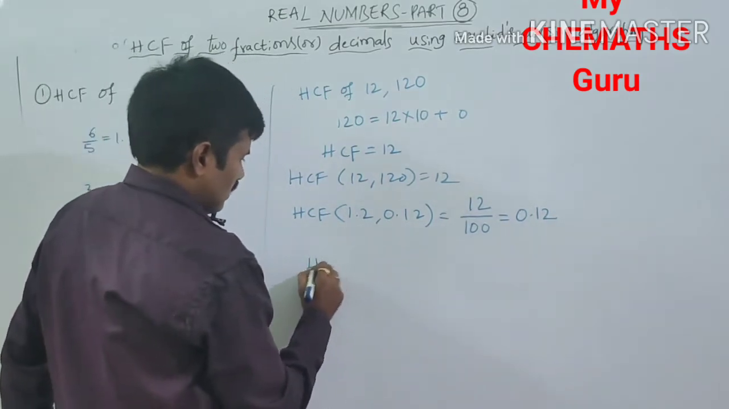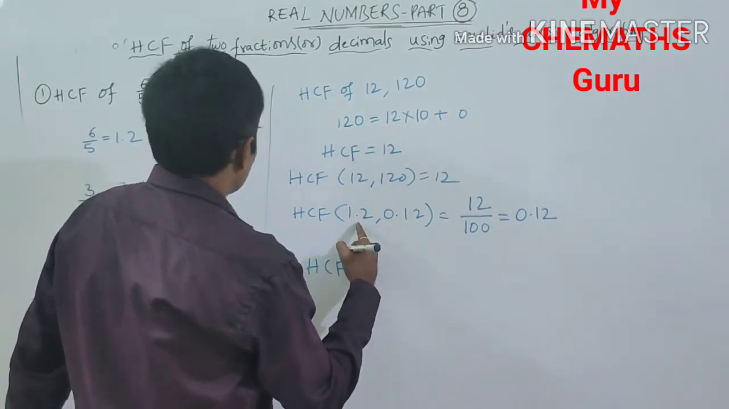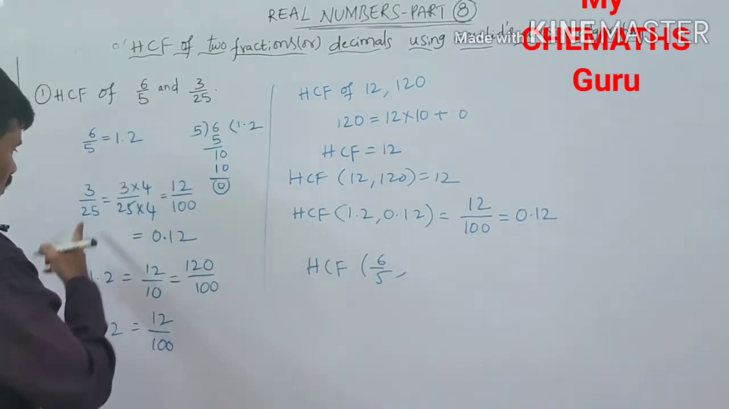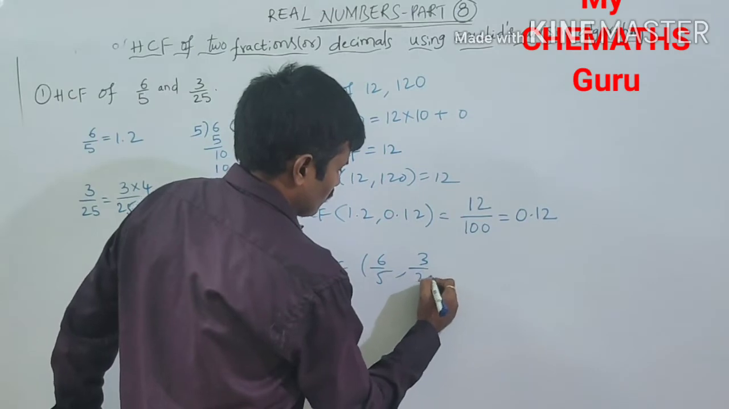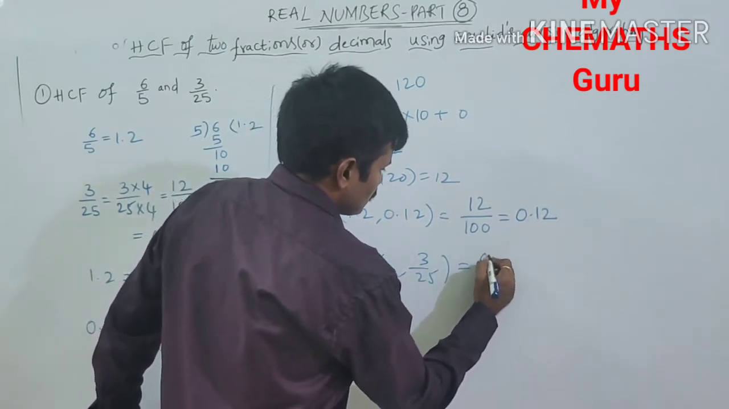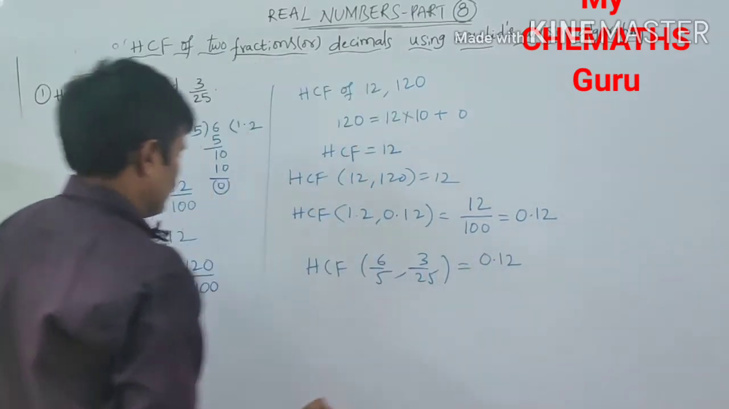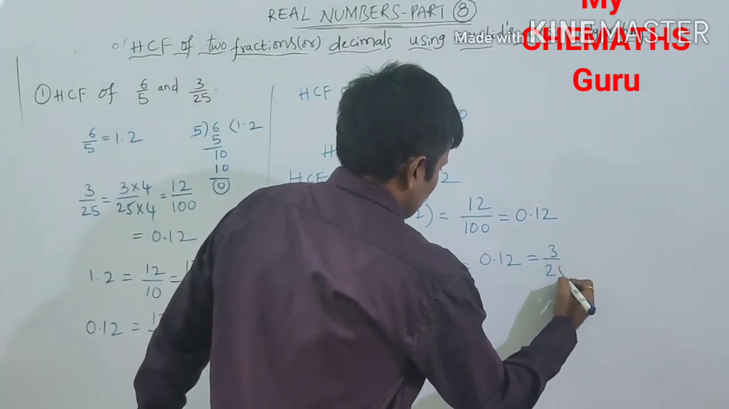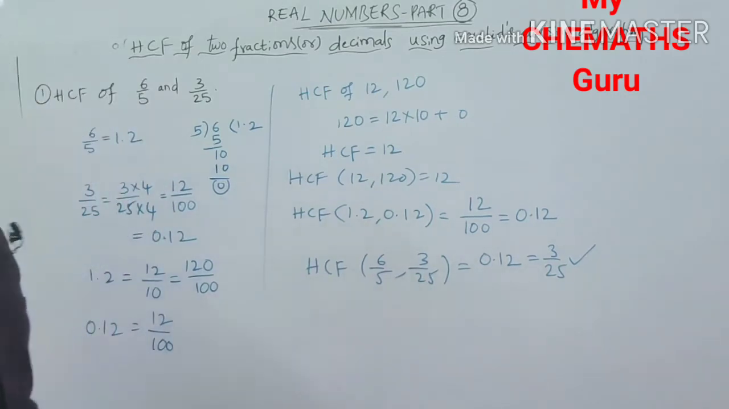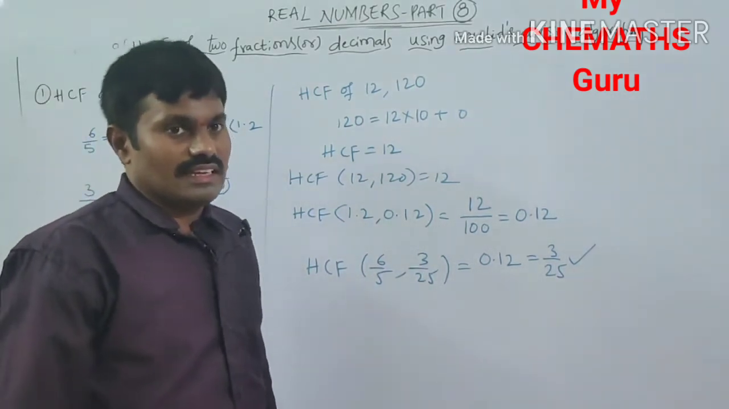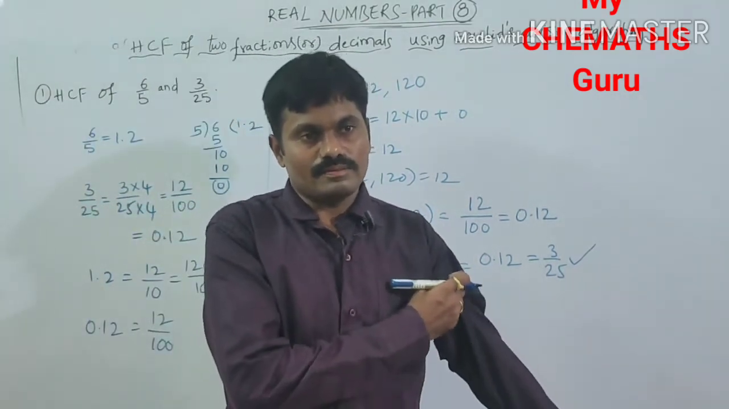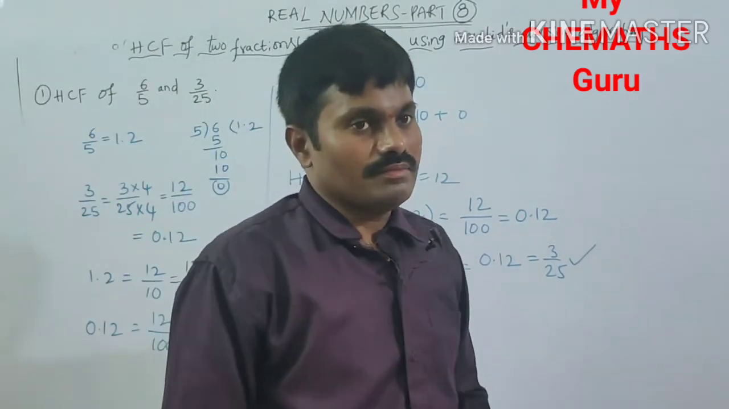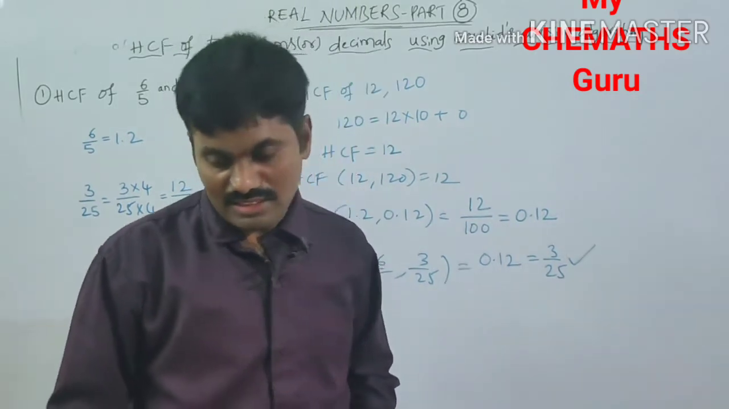Therefore the HCF, where 1.2 is nothing but 6 by 5 and 0.12 is nothing but 3 by 25, is 0.12. If you write this as a fraction, the answer is 3 by 25. So like this we can find the HCF of fractions. Okay. Now shall we solve another problem based on this method only?